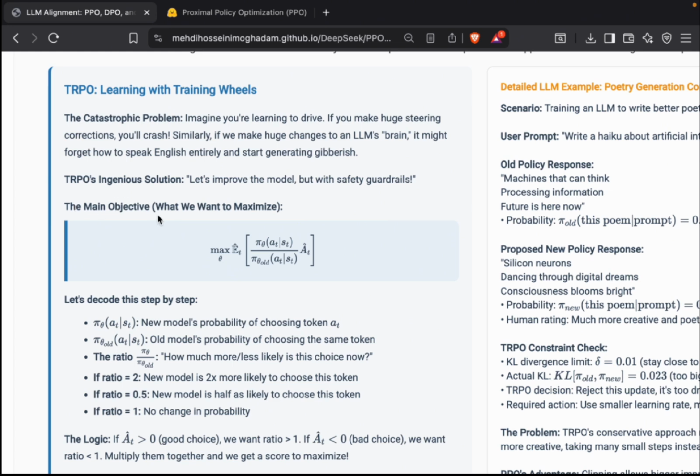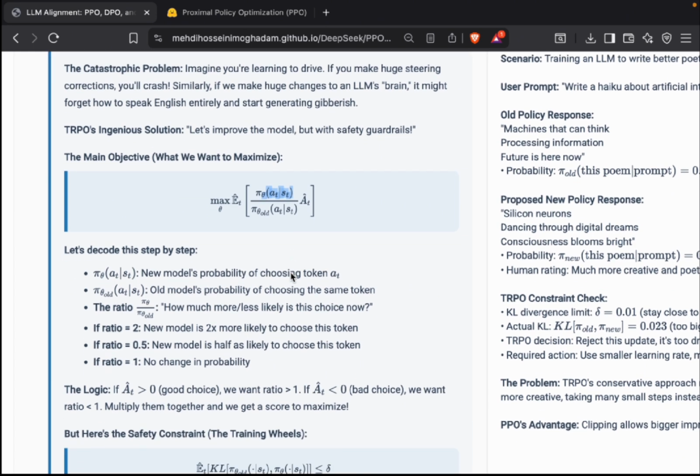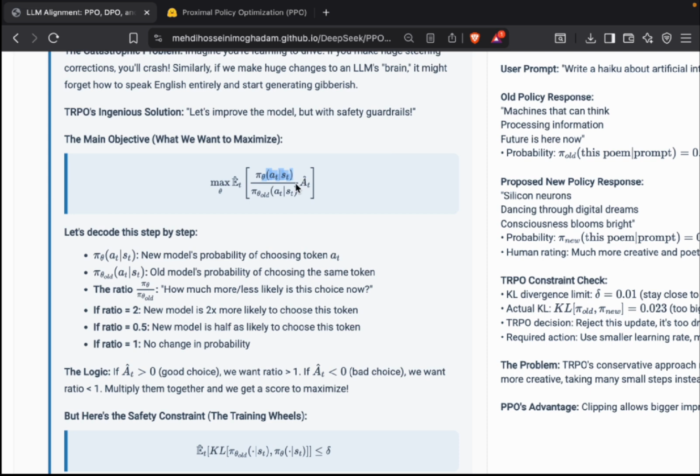So what is the main objective we want to maximize? Imagine that now we have two policies. One is the old policy, which technically means the base LLM, and the other is the new policy, which is the LLM that we want to be good in a certain direction, for example, be good at chatting, like ChatGPT. So let's quickly decode this equation.